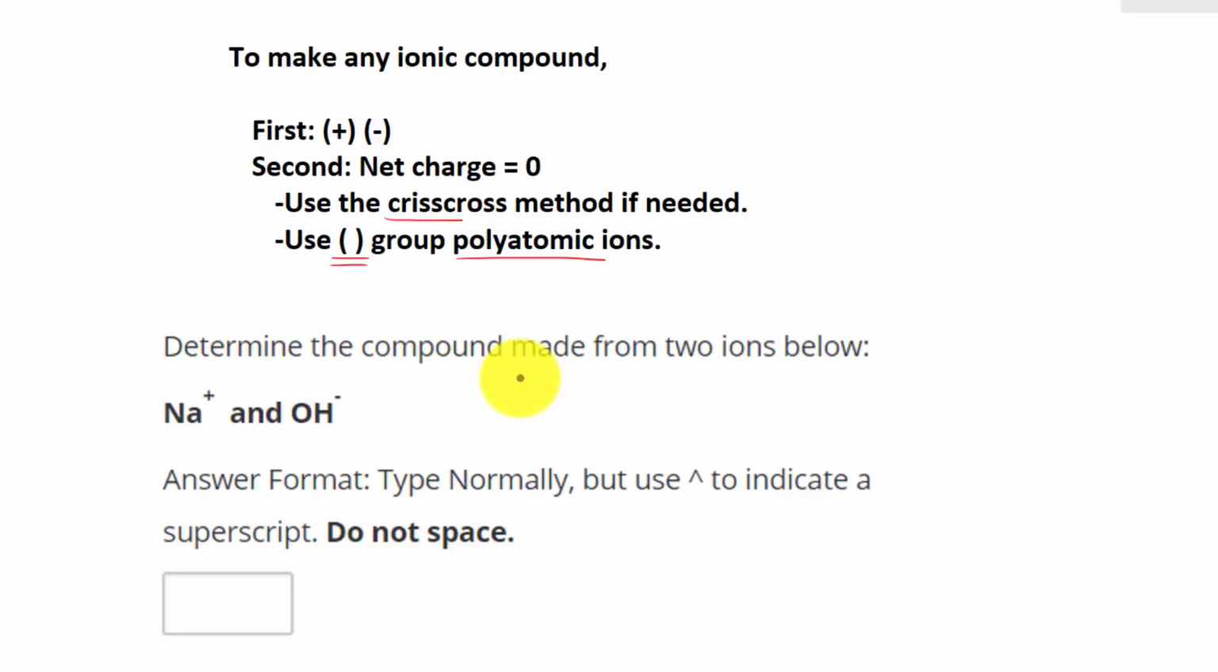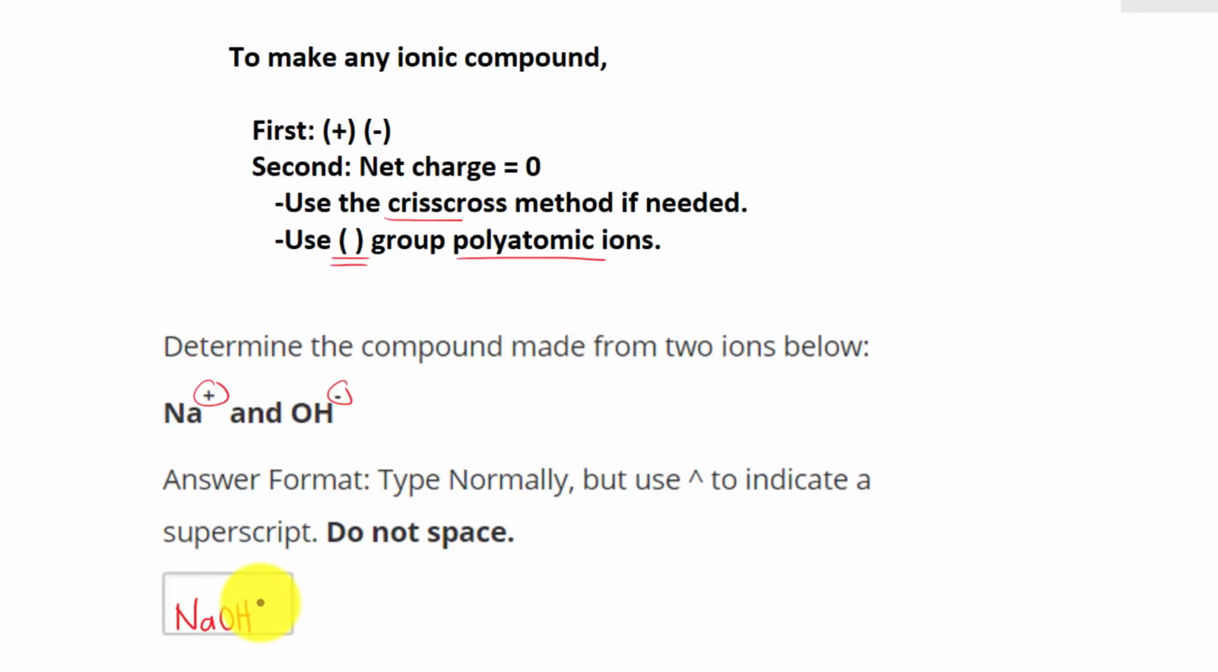Here, determine a compound made from the two ions below. We have sodium ions and hydroxide ions. And notice how the positive comes first, followed by the negative. So we're good. Is the net charge equal to 0? Well, we have positive 1 right here and a negative 1. That already cancels each other out, so we are pretty much done. Now all we have to do is rewrite them together as a chemical formula, NaOH.